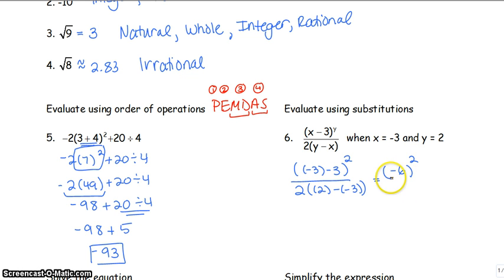All of that's being squared, including the negative. On the bottom, we're subtracting a negative 3, which means we're really adding 3, so that's really 2 plus 3. So that's 2 times 5 on the bottom. That gives us 36 on top, 10 on the bottom. Make sure that you reduce your fraction all the way to 18 over 5.